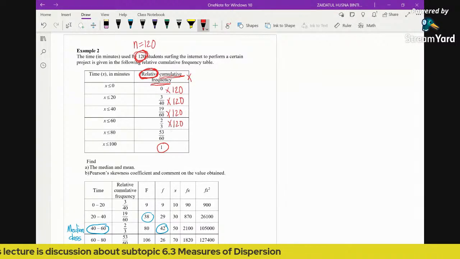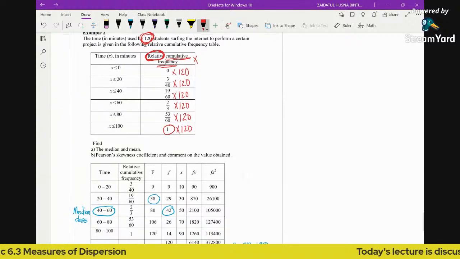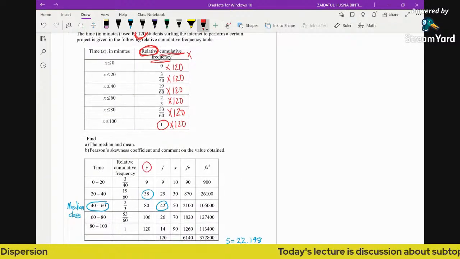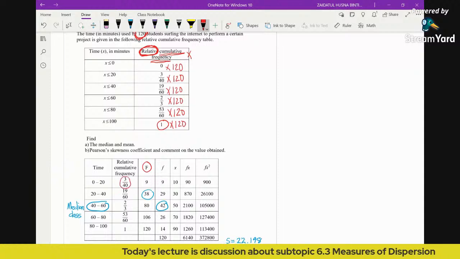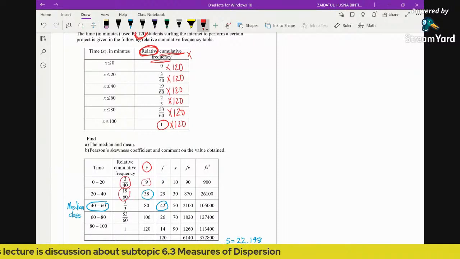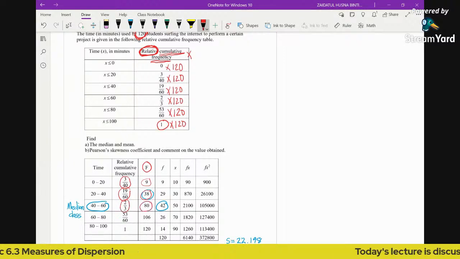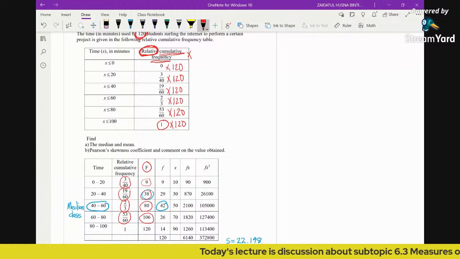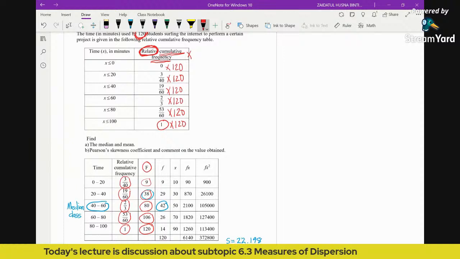Once you multiply by 120, you will obtain the cumulative frequency. For example here, 3 over 40 multiplied by 120 is 9. Then 19 over 60 multiplied by 120 is 38. Then 2 over 3 times 120 is 80. 53 over 60 times 120 is 106. And 1 multiplied by 120 is 120 itself. And you see, this is the cumulative frequency.